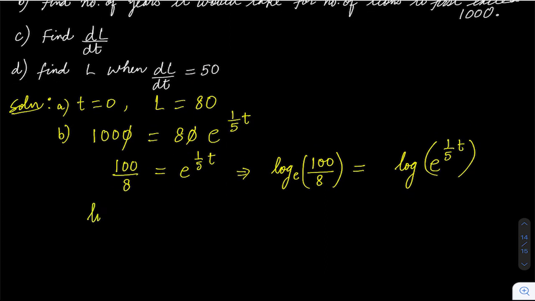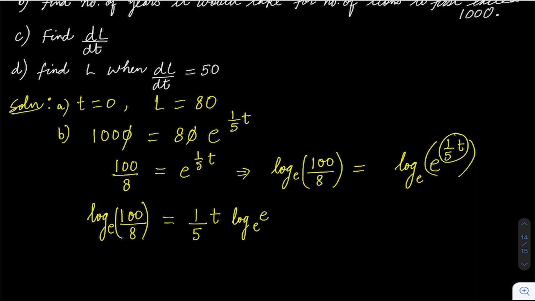On the left side, we can just use our calculator to find this. Just remember, in the calculator, take the base as e. Now we know this is the exponent law: whatever power is there, you can bring it outside. So this will be 1 by 5 times t, and I have log of e to the base e, and that is obviously 1. So from this, my time value is coming out to be 5 times log of 100 by 8 base e.